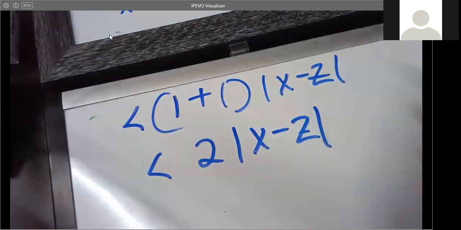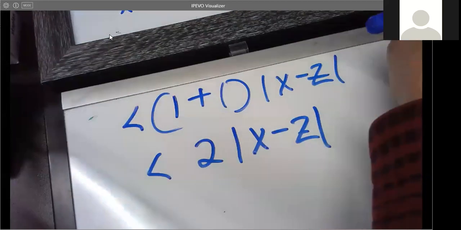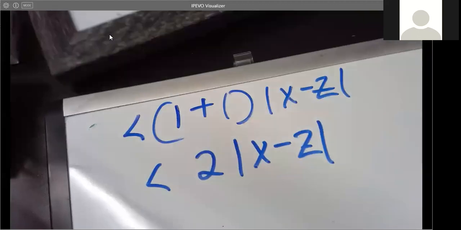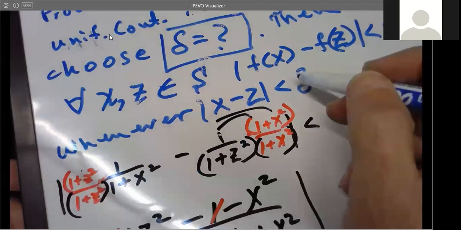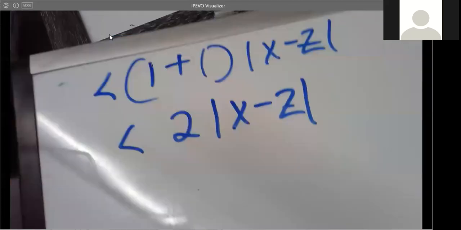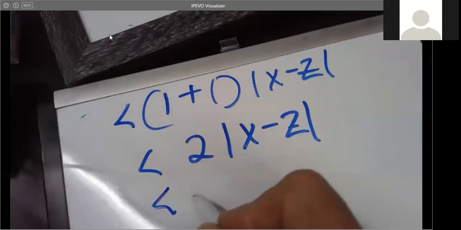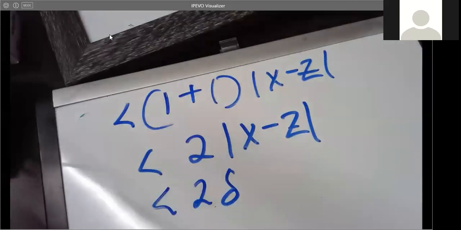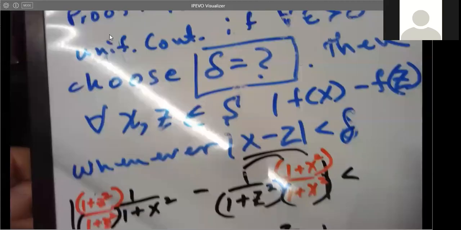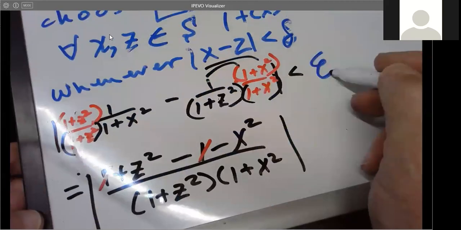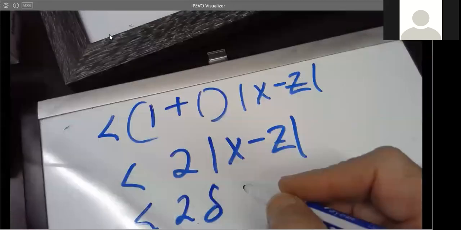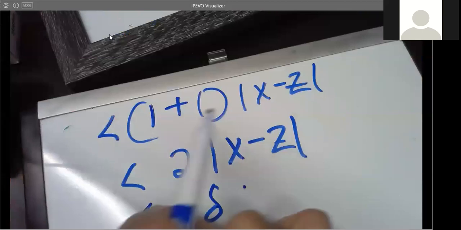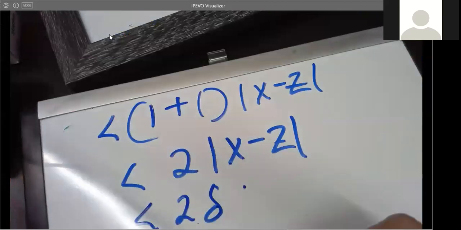And we said before that the absolute value of x minus z is less than delta. So this statement will be less than 2 delta. And since what we started with was less than epsilon, then we can say that 2 delta is less than epsilon.